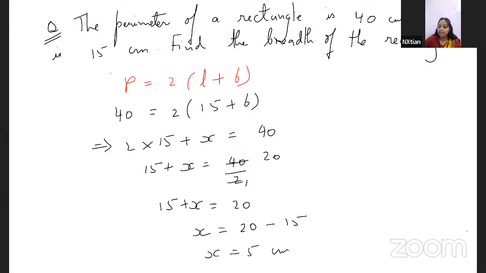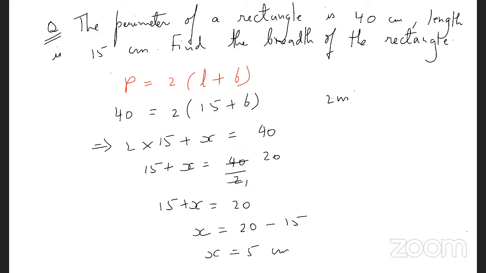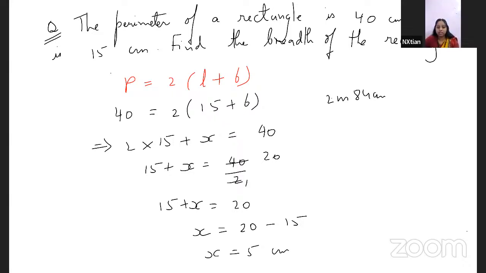Tomorrow I'll show you the conversion. Monday, okay. There is this thing that you might have in the question: perimeter of a rectangle is 2 meter 84 centimeter, and the breadth is 30 centimeters. So you have to convert it first, and then we will get to solve it. So we will discuss it in Monday's class.